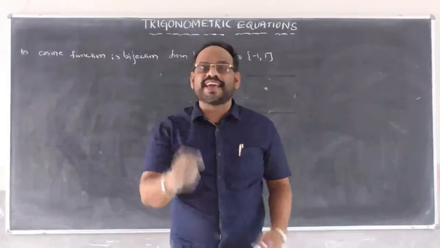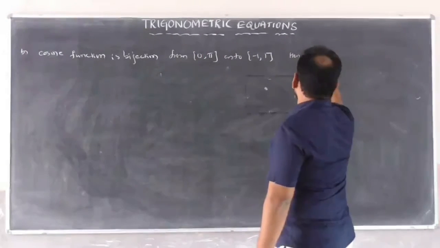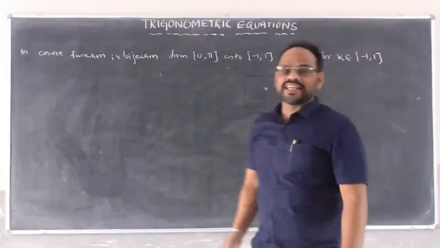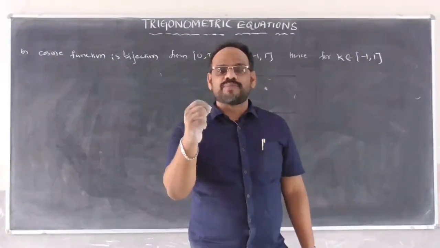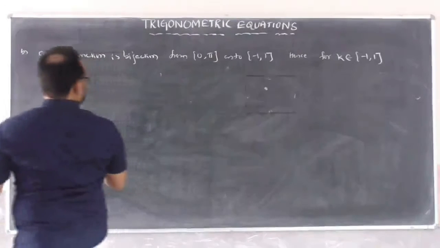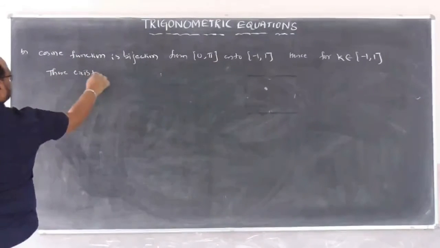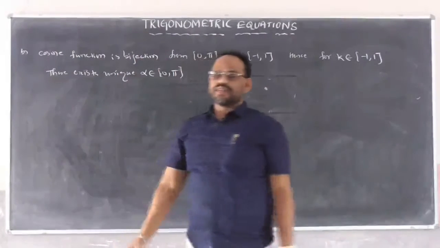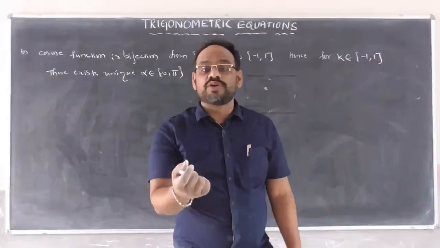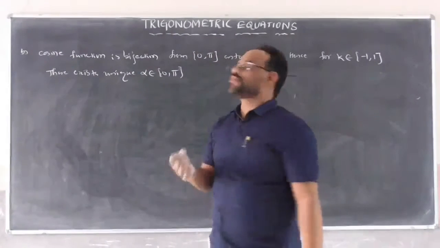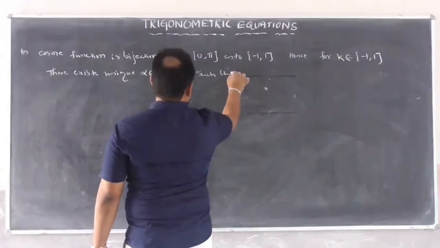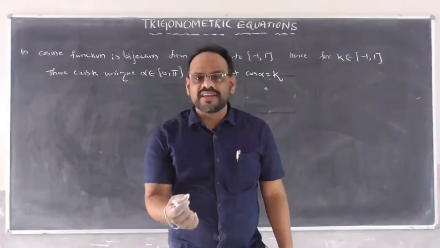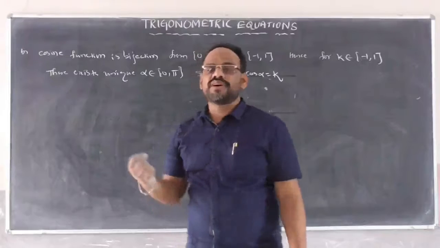Hence for every k belonging to the closed interval minus 1 to plus 1, there exists a unique alpha belonging to the closed interval 0 to pi such that cos alpha is equal to k. This alpha is called the principal solution of the equation.